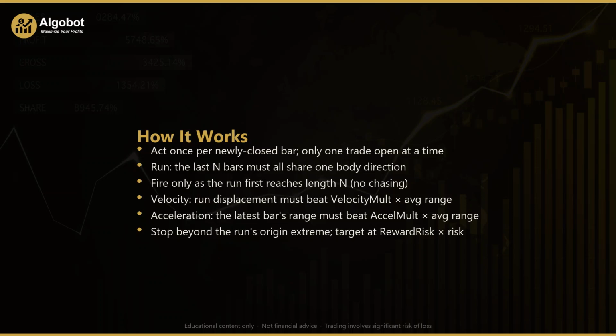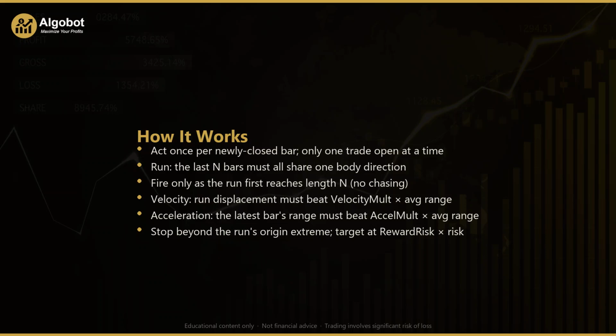When all 3 gates pass, the expert advisor enters at market in the run's direction. The stop loss is placed structurally, just beyond the run's origin extreme. The lowest low of the run for a buy, or the highest high for a sell, plus a small buffer taken from the average range.